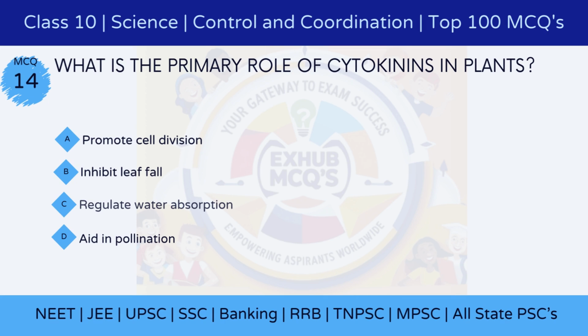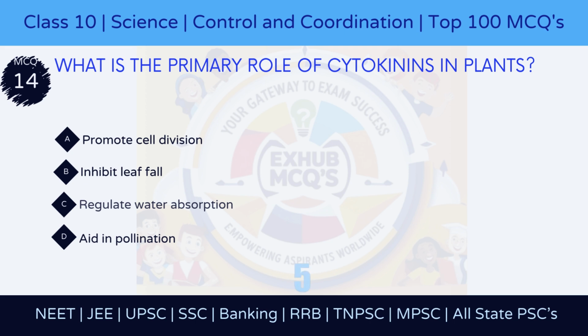Option A, promote cell division. Option B, inhibit leaf fall. Option C, regulate water absorption. Option D, aid in pollination.